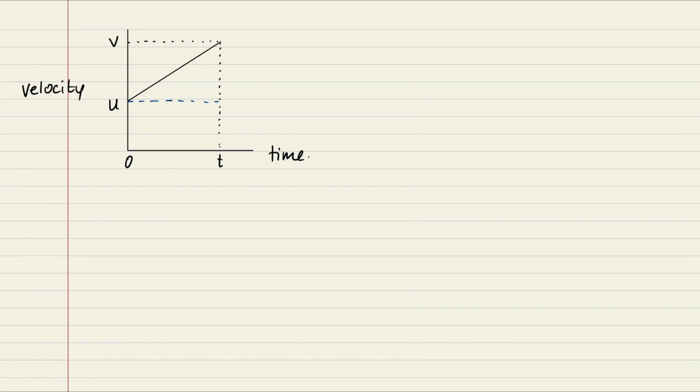Now let's try and derive the second equation of motion. I'm going to use this velocity time graph, and we know that the area under a velocity time graph gives us the distance traveled. Now I've divided this shape into two. So I have shape 1, that's a rectangle, and shape 2, that's a triangle. So the distance is going to be the sum of area 1 and area 2.